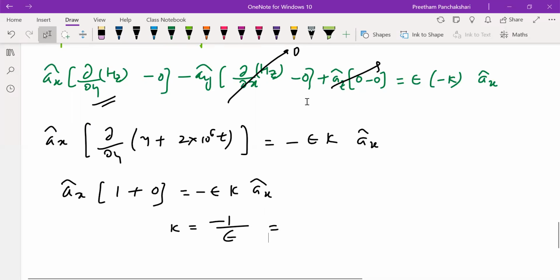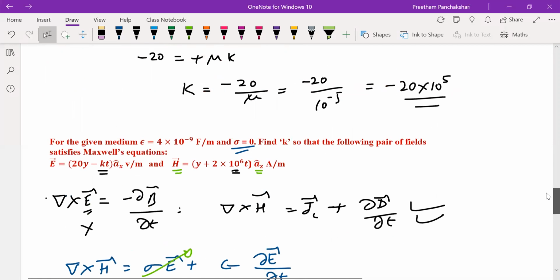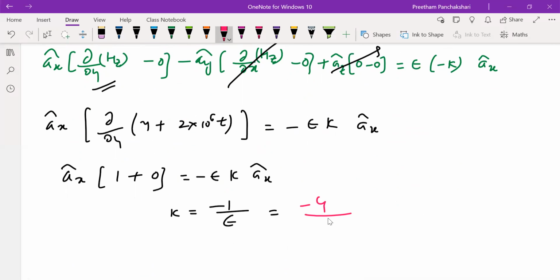What is epsilon value? Get back to problem. 4 into 10 power minus 9. That is equal to minus 0.25, 1 by 4 into 10 power 9. That is the value of k. I guess we have understood how to choose appropriate Maxwell's equation to address this kind of problems. Thank you.